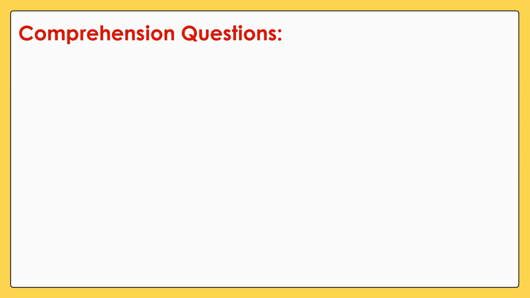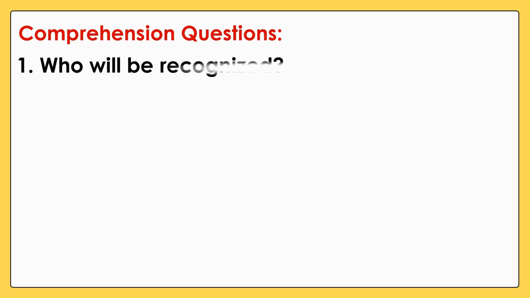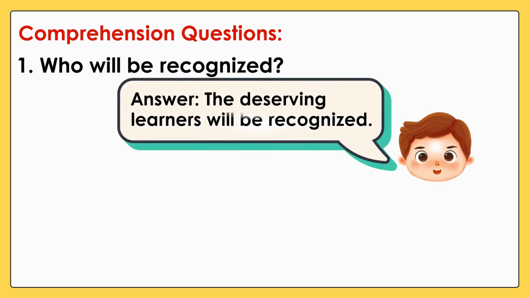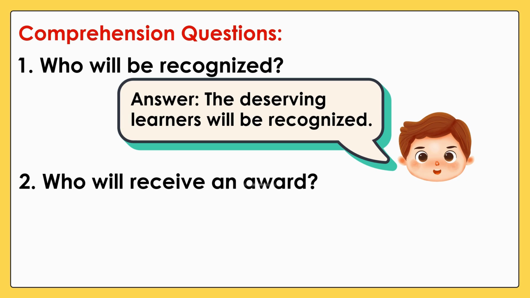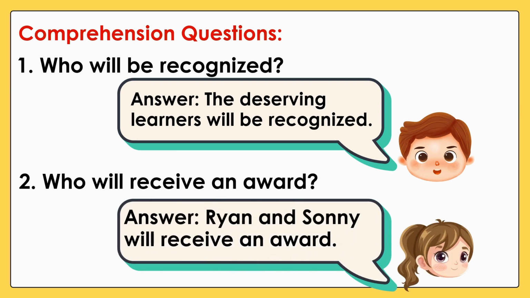This time, let's have some comprehension questions. Number 1, who will be recognized? The answer, The deserving learners will be recognized. Number 2, who will receive an award? The answer, Ryan and Sunny will receive an award.